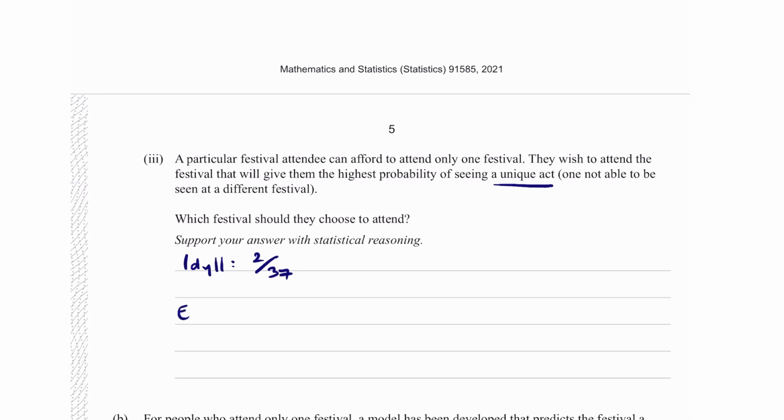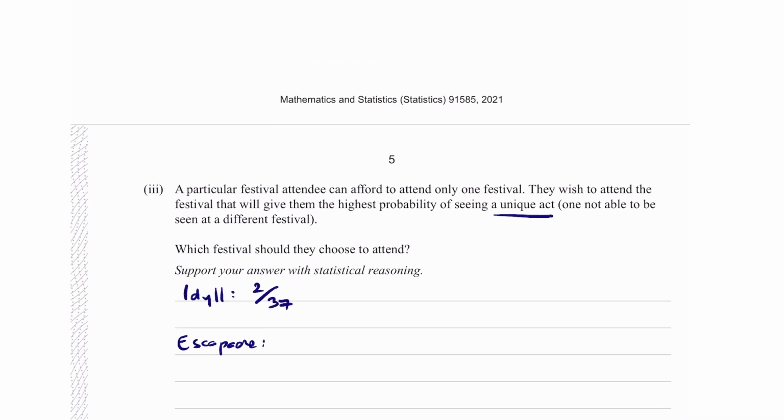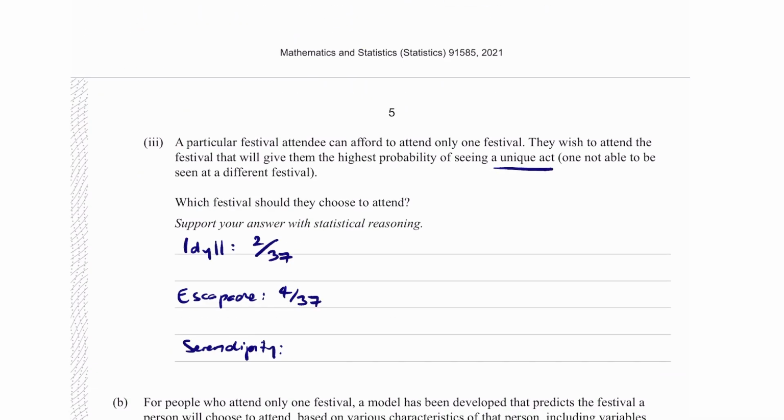At Escape Aid, the number of unique acts is 4. And at Serendipity, the number of unique acts is 11. Okay, and therefore, if they want to see the festival with the highest probability of unique acts, it should be Serendipity, because this will be the highest probability. So we'd say, therefore, Serendipity.